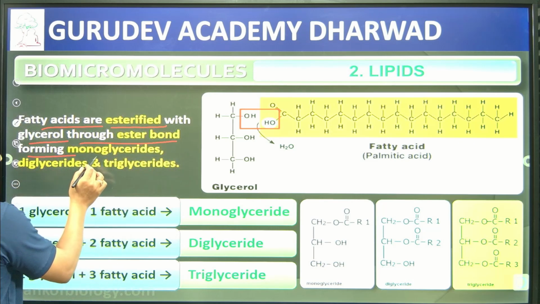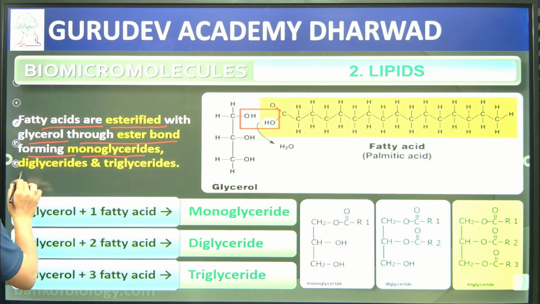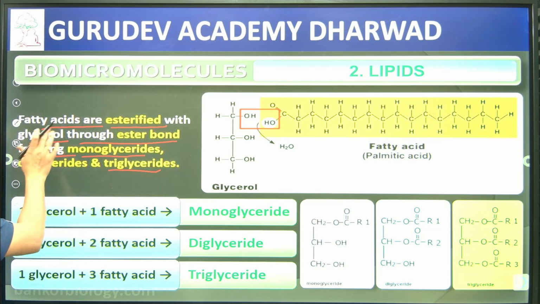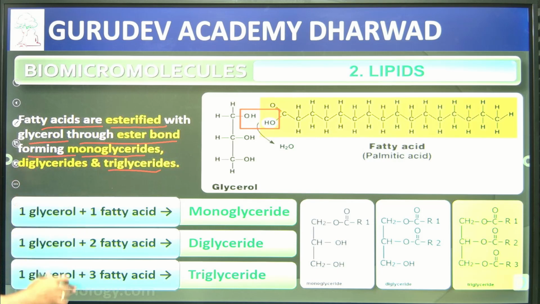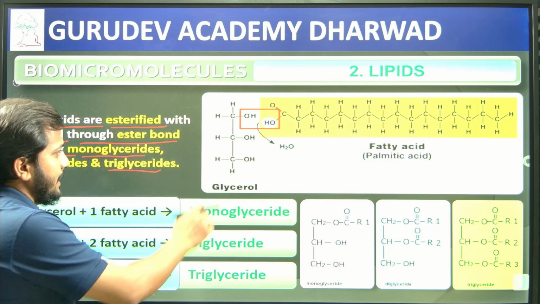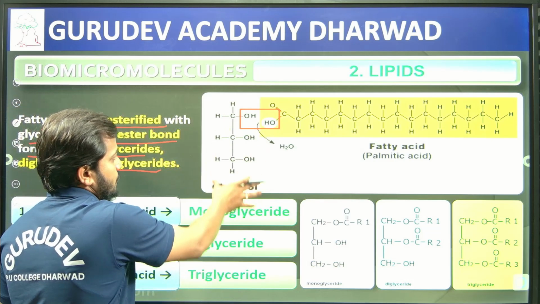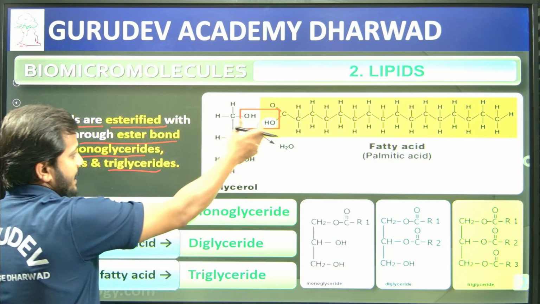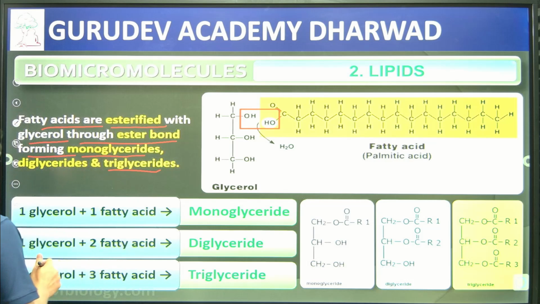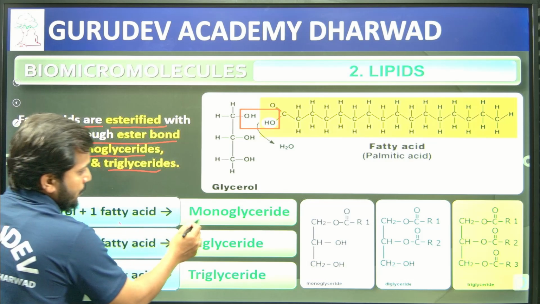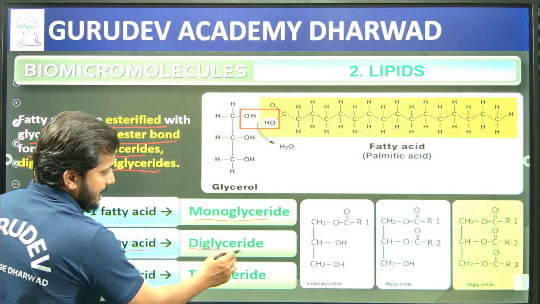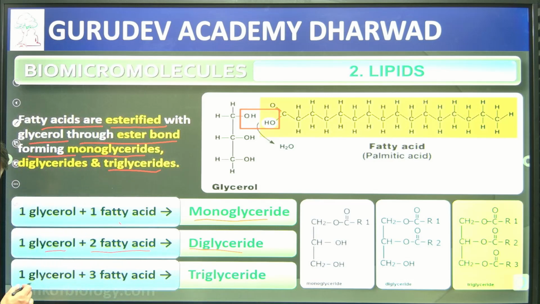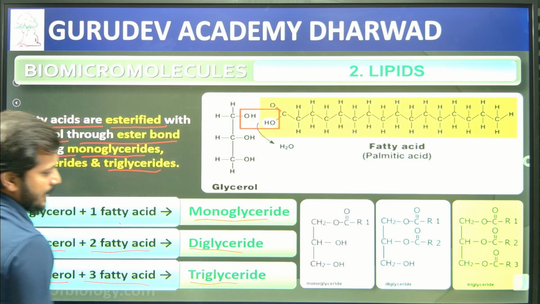right? Forming what are called monoglycerides, diglycerides and triglycerides. When fatty acids are esterified with the glycerol through the ester bond, they form a monoglyceride, diglyceride or triglyceride, like the food structure, right? The palmitic acid structure they have mentioned, and the attachment of glycerol you can find, right? That is a fatty acid attached with glycerol to form a lipid. So one glycerol plus one fatty acid is known as a monoglyceride, right? One glycerol with two fatty acids we call a diglyceride, right? Then one glycerol plus three fatty acids we call a triglyceride, right?